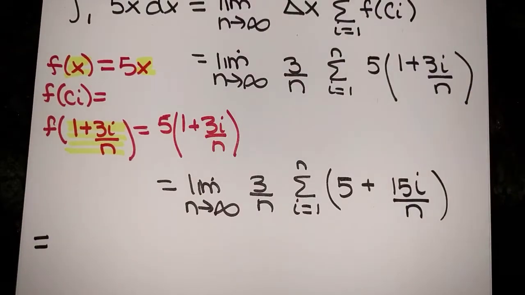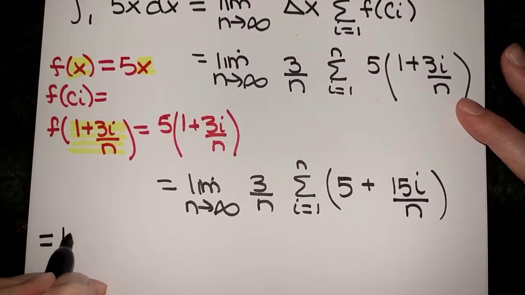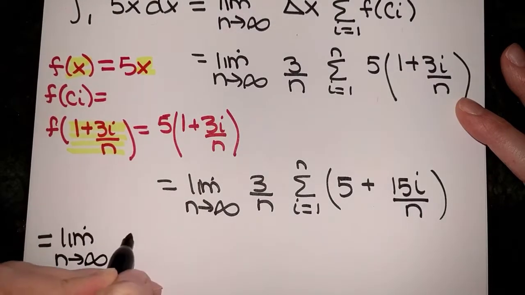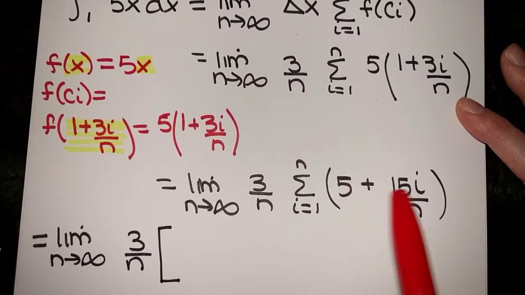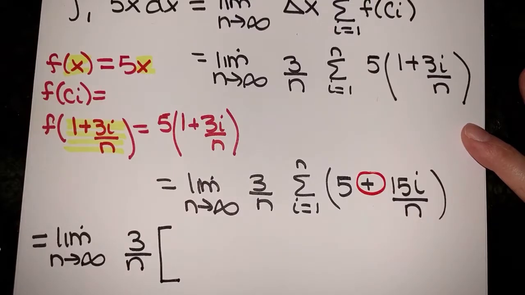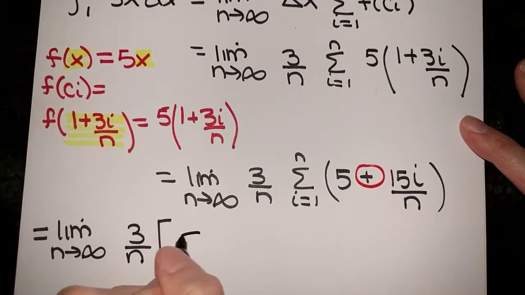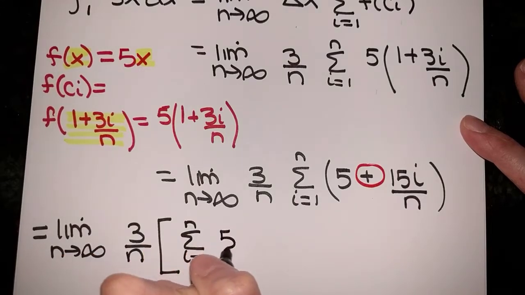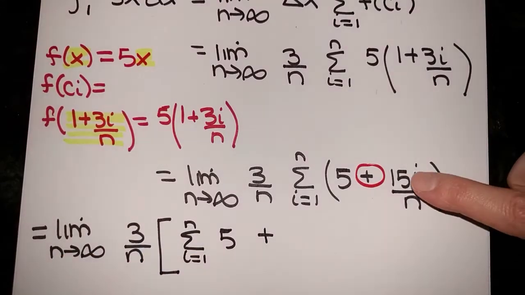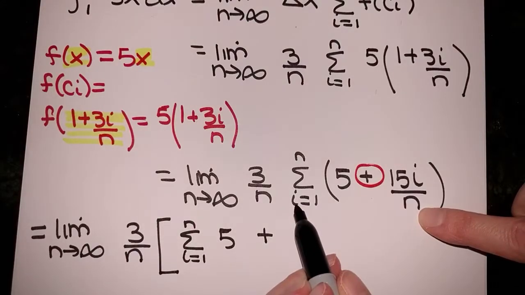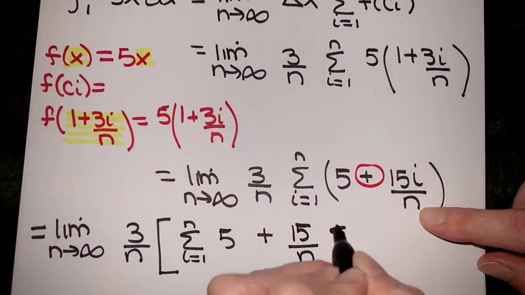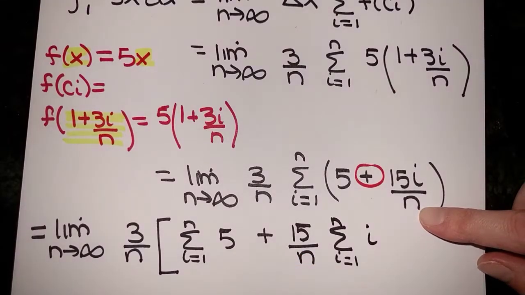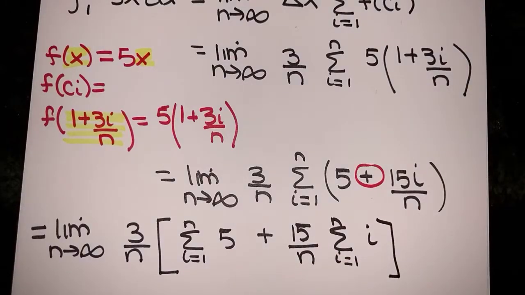Now, we want to split this up so it's constants and i's. So what we're going to do is write this as the limit as n goes to infinity, 3 over n, and then inside this bracket, I'm going to split this up into 2 separate sums, which I can do because of that plus. So this is going to become the summation from i equals 1 to n of 5 plus, now this 15 over n does not depend on this index of i. So the 15 over n can come out in front of this second summation. And then we have i left over. All right, so that is using our sum rule, and then also the fact that we have a constant in the 15 over n.